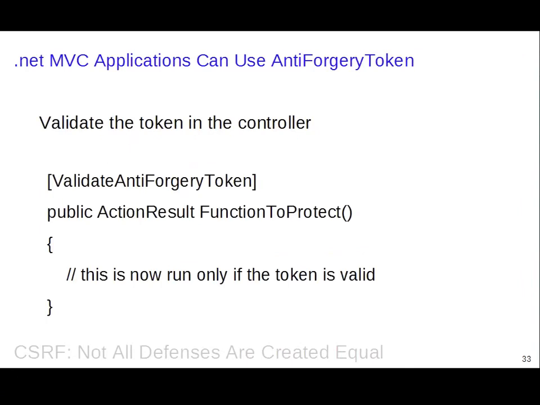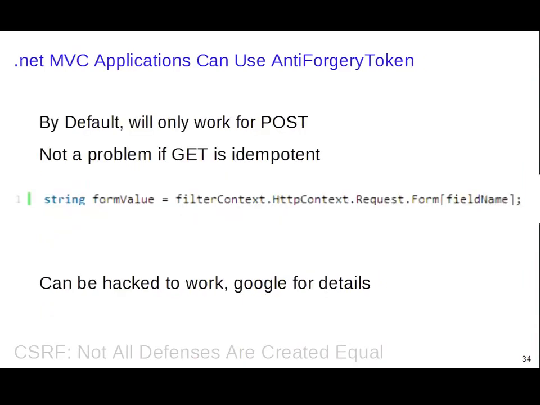On submission, you just put this in the controller, ValidateAntiForgeryToken, and now this controller only runs if that value matches. So again, these are both examples of the singleton token pattern that Microsoft has given for .NET. Obviously, this only works in MVC. The other issue with this is that it only works for POST. Again, this is fine 80% of the time.